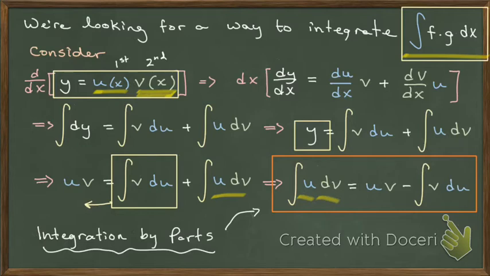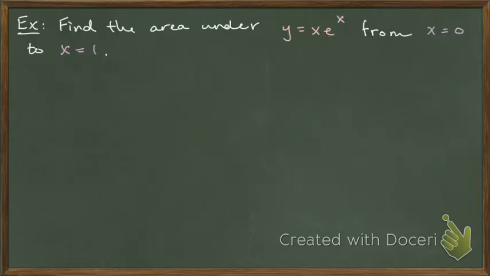I'm going to do several examples for us in this video, all showcasing the power and the usefulness of this integration by parts formula, where we would use it, maybe where we won't, and how, depending on the situation, we do integration by parts. So first up, where I was leading with this video, is find the area under y equals x e to the x from x equals 0 to x equals 1.